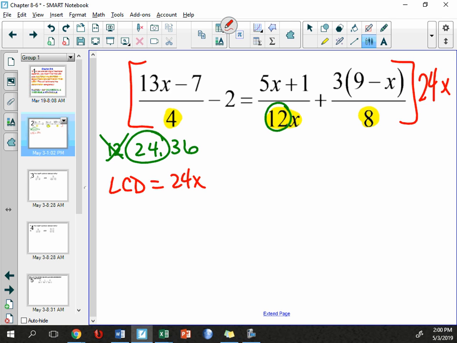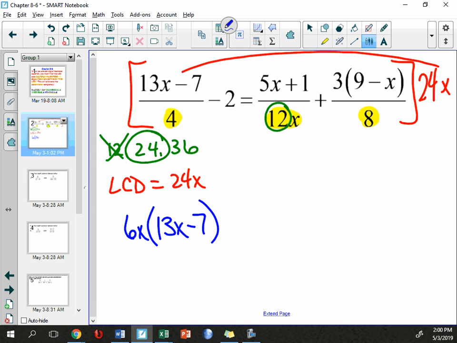Do you remember us doing this? So go clear over here. If I take 24x and divide it by 4, what remains? 6x. Drop down the numerator of 13x minus 7. Do you remember this? Go to the second term. Is the second term a fraction? No, it's not a fraction, so I straight up multiply them. Do we understand that, yes or no?